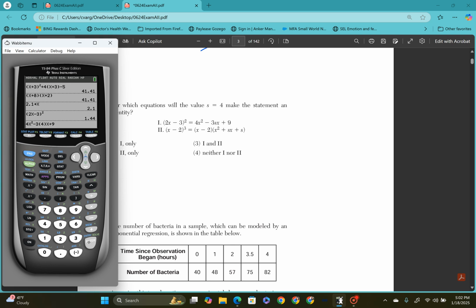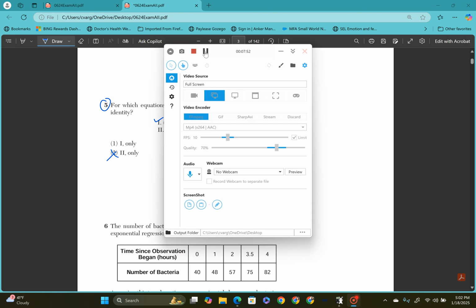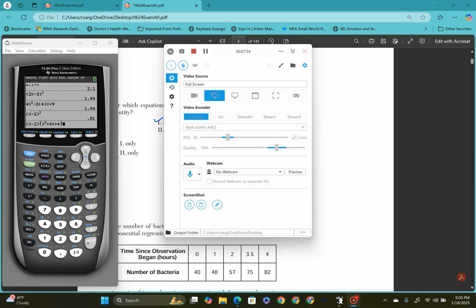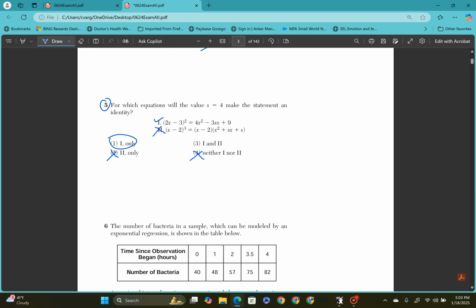So we want to see, is this equal to 1.44? And it is. Okay, so number choice 1 works. So right now, this is wrong and this is wrong because choice 1 definitely works. Now we have to check choice 2. Okay, I think you get the point, but let me just pause. And I just went ahead and took the liberty to do the second one. Okay, so now the left side, the 0.01 is not equal to the right side, which is 1.681. So this does not work, right? So the second one does not work, so it's 1 only is my answer choice.